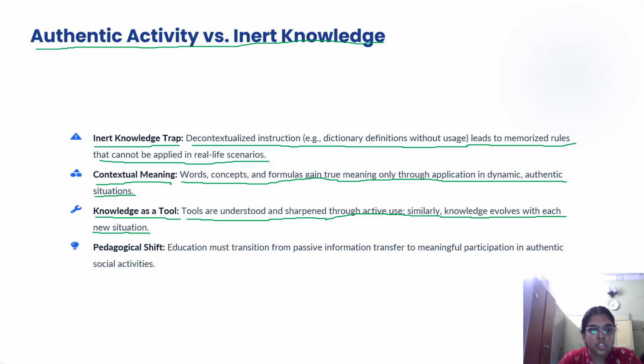Next comes pedagogical shift. Education must transition from passive information transfer to meaningful participation in authentic social activities. So in the pedagogical shift, what we notice is that education must move from passive information transfer to meaningful participation in authentic social activities. These are authentic knowledge versus inauthentic activity versus innate knowledge.